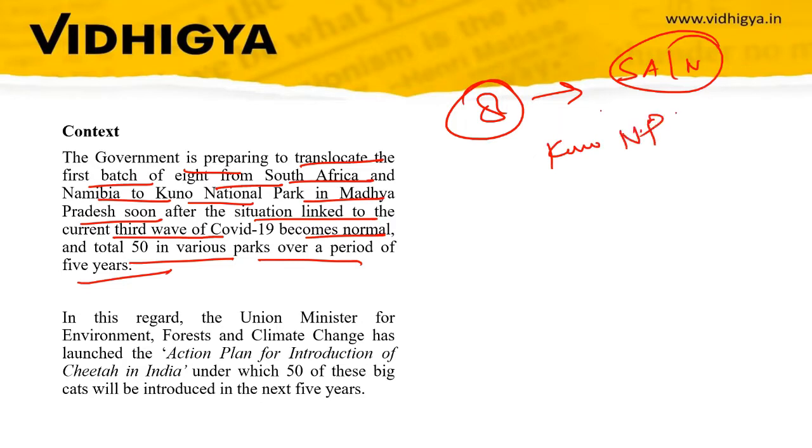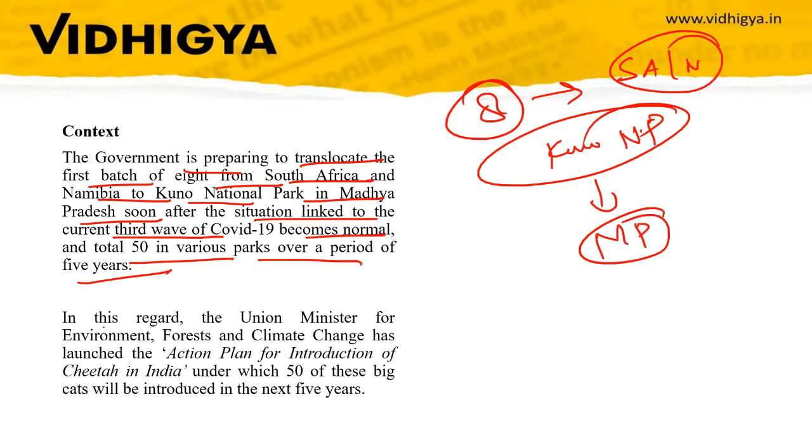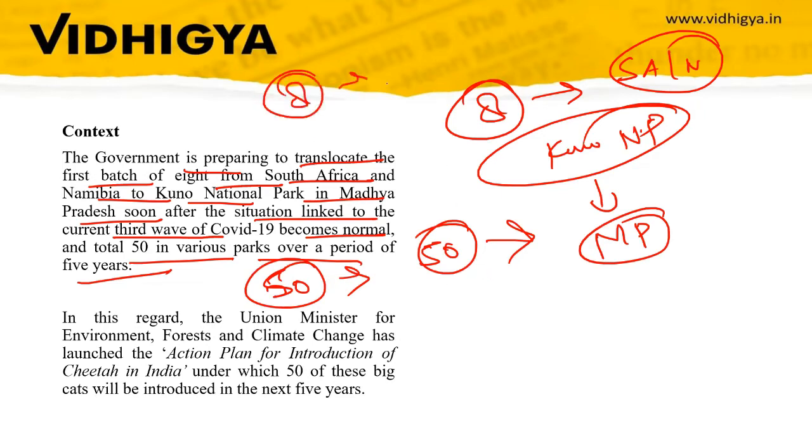Kuno National Park. So you have to remember where this is. Kuno National Park in Madhya Pradesh, and the planning is for a total of 50. So in the next 5 years, India is planning to translocate 50 cheetahs from other countries to India in different national parks or tiger reserves. The first batch will come to Kuno National Park in Madhya Pradesh, and the cheetahs will come from South Africa and Namibia. This you have to remember.